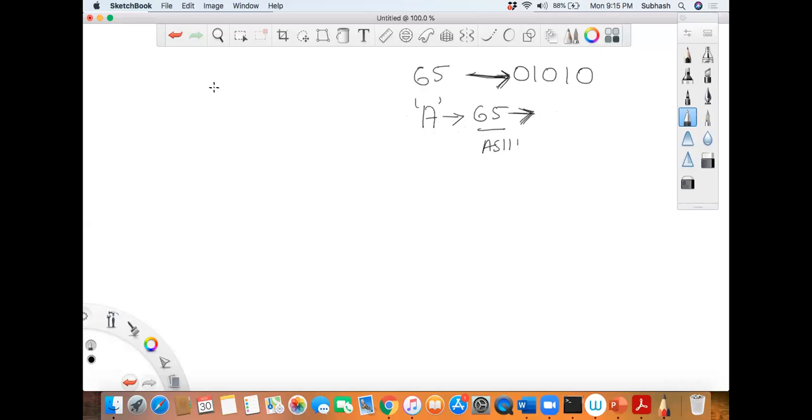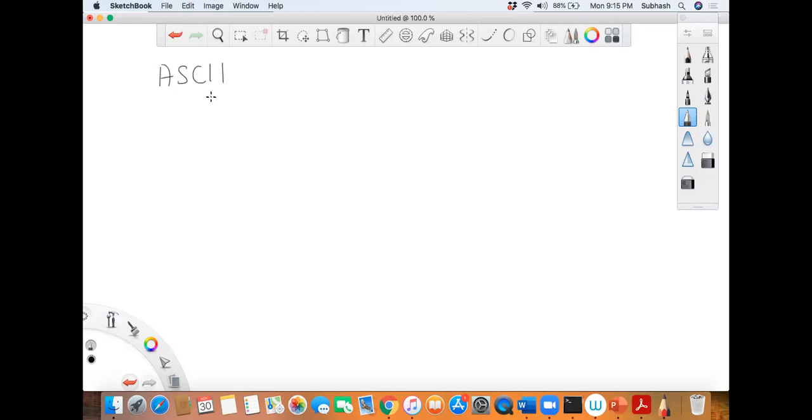Now, in C language. Joshua, can you please come online? What is the encoding scheme used in C language? ASCII. Okay, so ASCII is the encoding scheme used in C language, right? And how many characters can it represent?